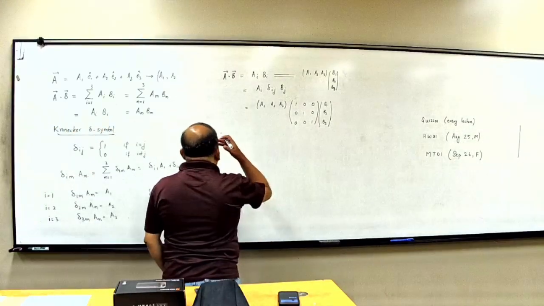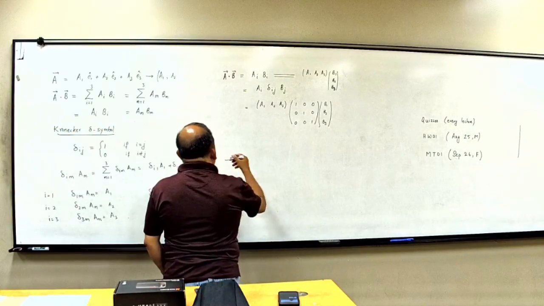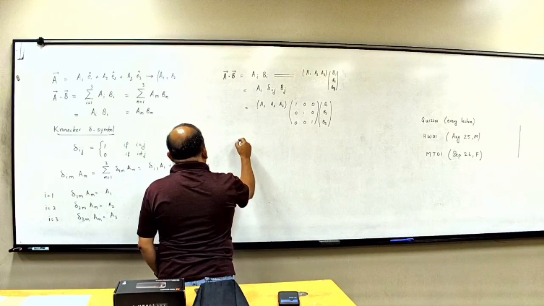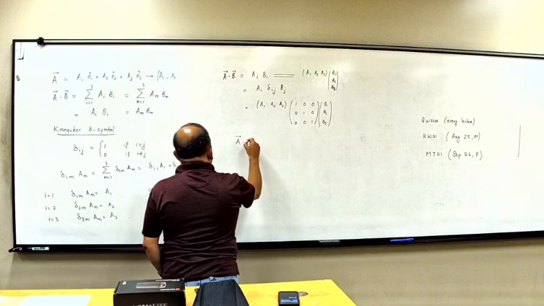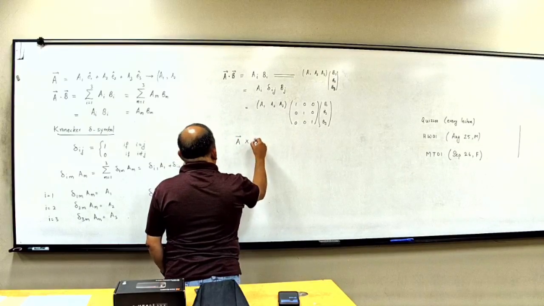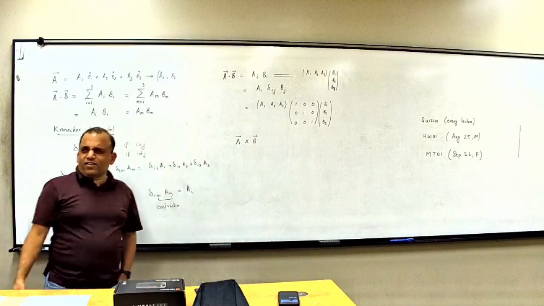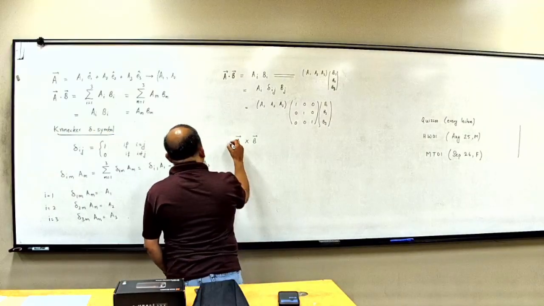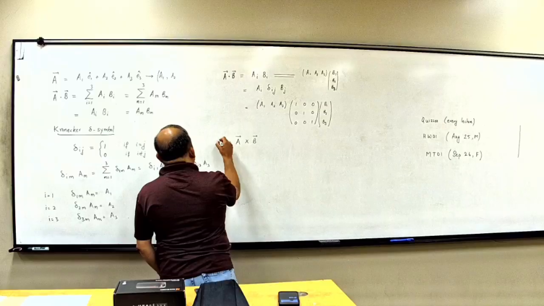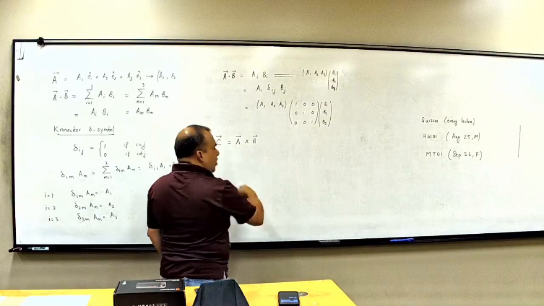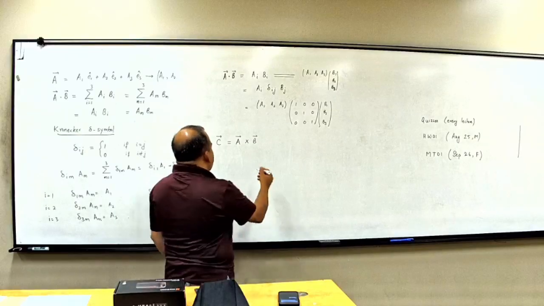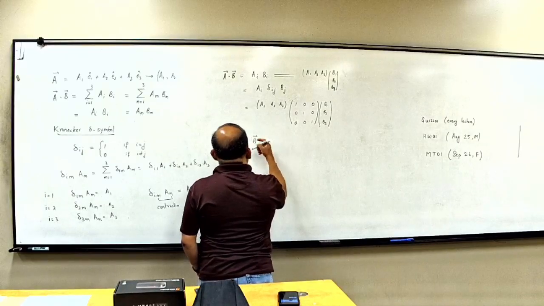So let's think of a cross product. So let's say A cross B. In rectangular coordinates, how do you define this? There will be three components to this, correct? So let's call this C. And we want to get the three components C1, C2, and C3. We can explicitly write this.